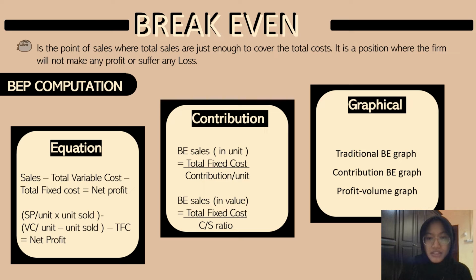There are three methods that we are going to use to compute BEP. First and foremost is equations: sales minus total variable cost minus total fixed cost, and we get a net profit. And then contribution: BE sales in units is total fixed cost divided by contribution per unit, and BE sales in value is total fixed cost divided by contribution ratio. And last but not least is graphical, which has three types: traditional BE graph, contribution BE graph, and profit volume BE graph.